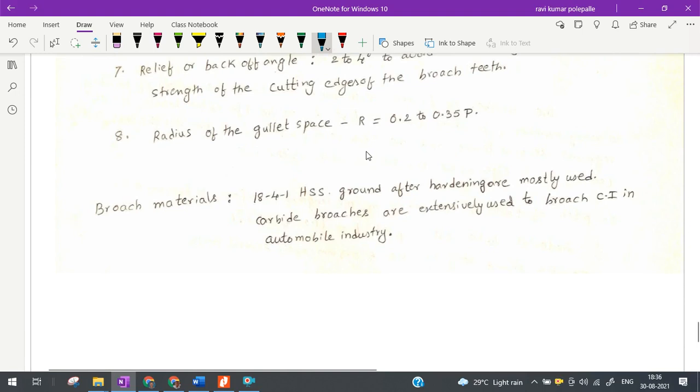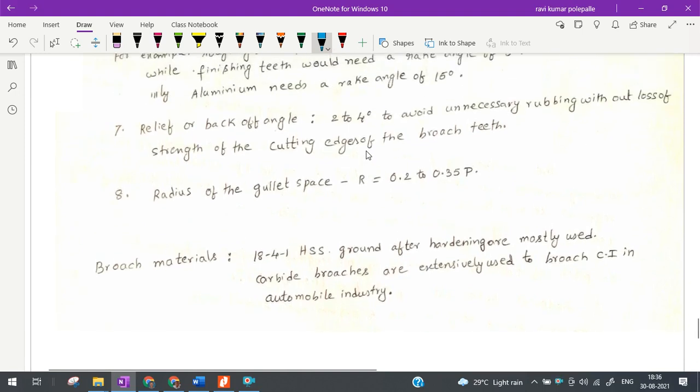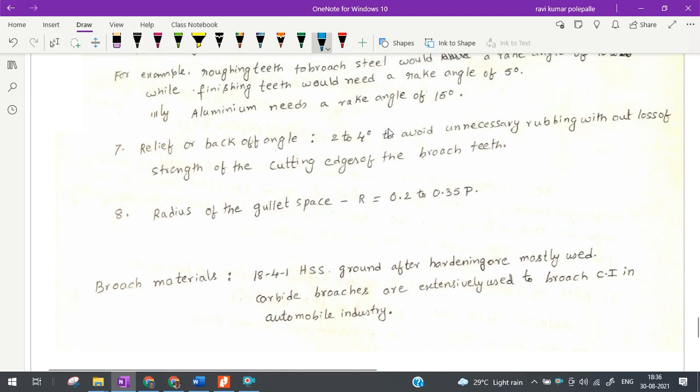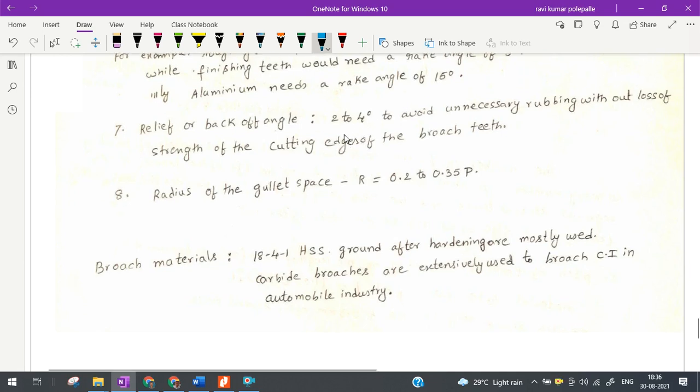Next, relief angle. Relief angle is provided so that there is not going to be unnecessary rubbing of the teeth with the work material. So it is generally provided 2 to 4 degrees. Next, radius of the gullet space. It is 0.2 to 0.35 times P.